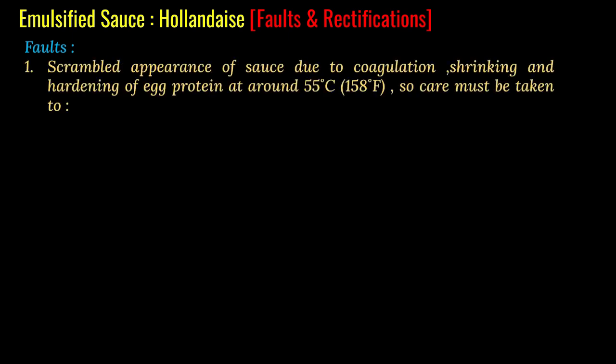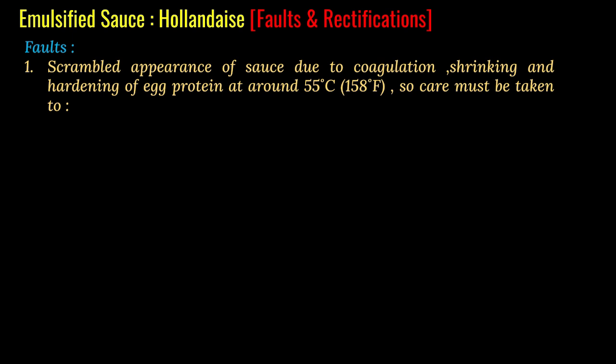The faults and rectification. This is very important for you all for your examination and also while working in the field. What faults may occur? Sometimes there is a scrambled appearance of the sauce due to the coagulation, shrinking and hardening of egg protein at around 55 degrees Celsius. So care must be taken.